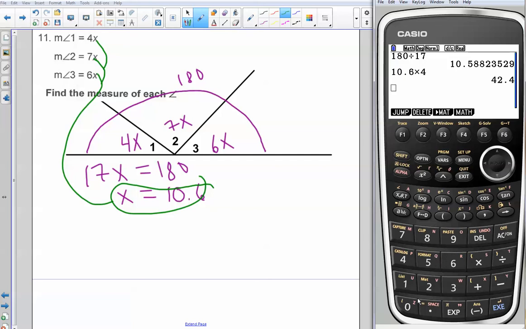So here we go. 42.4 for this guy. All right. So 42.4 for angle 1. Angle 2, I'll just go ahead and do this in the calculator. 7 times 10.6 is 74.2, and then the last guy, 6 times 10.6, is 63.6. All right, so we would just simply substitute those in. Let's go ahead and take a look at the next one.